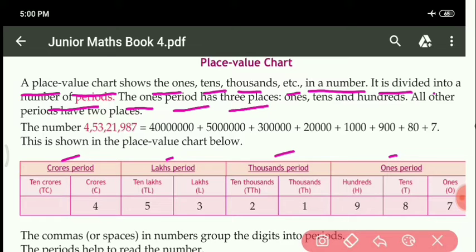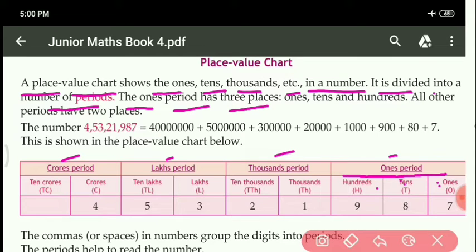It is divided into a number of periods. The ones period, how many places does it have? 3 places. As you can see here, ones, tens and hundred. Ones can be written as O, tens as T, hundred as H. In the ones period, how many places are there? 3 places: ones, tens and hundred. And the other periods have 2 places only.